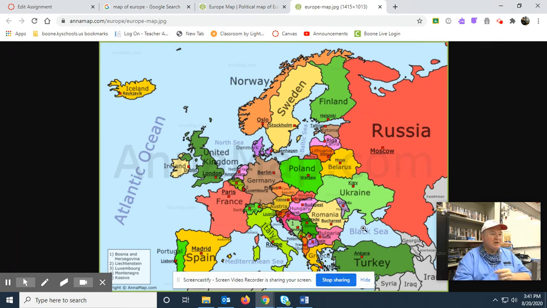Knowing the major peninsulas. Look, this is the Iberian Peninsula, containing Spain and Portugal. Here's an easy one, the Italian Peninsula. This is one that gets called up on every test. This here is the Balkan Peninsula. Turkey is also called the Anatolian Peninsula. And this is the Scandinavian Peninsula.